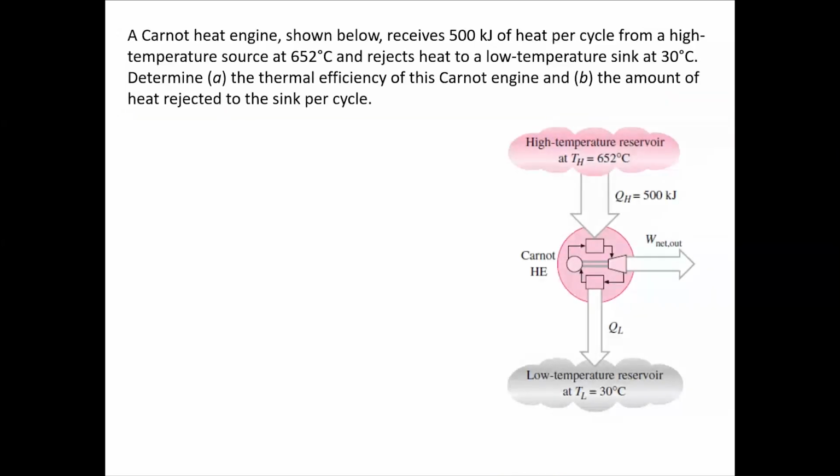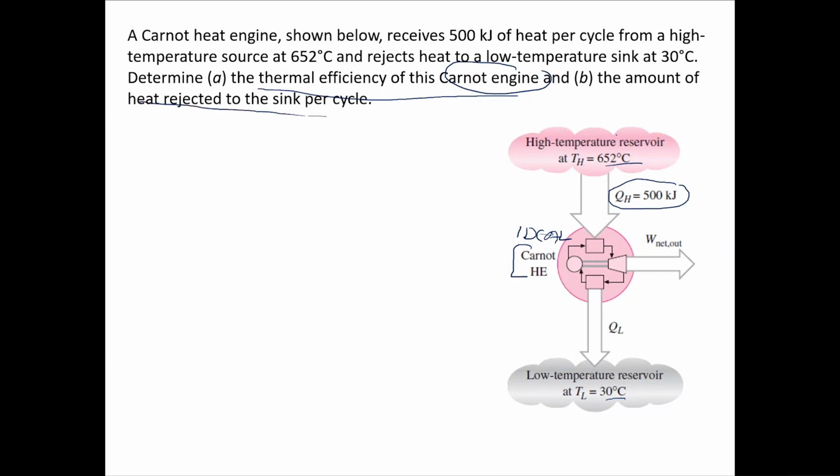So you have a heat engine. This is a Carnot heat engine. A Carnot heat engine is an ideal or reversible heat engine operating between 652 and 30 degrees centigrade, and the heat provided to the system is 500 kilojoules. You have to determine the thermal efficiency. When you say thermal efficiency of a Carnot engine, it is basically the reversible efficiency.